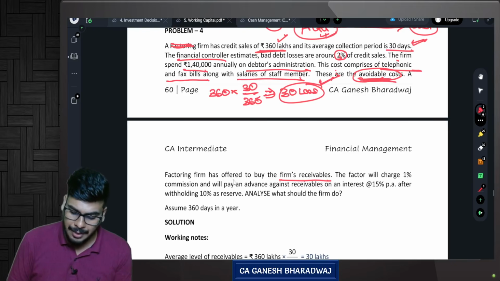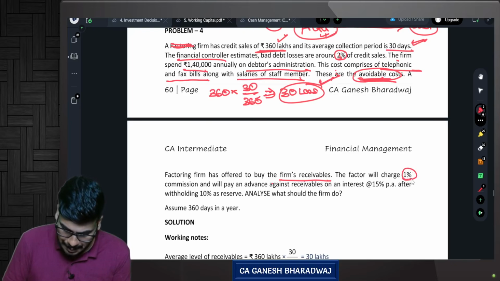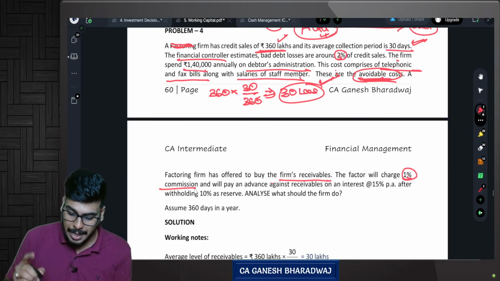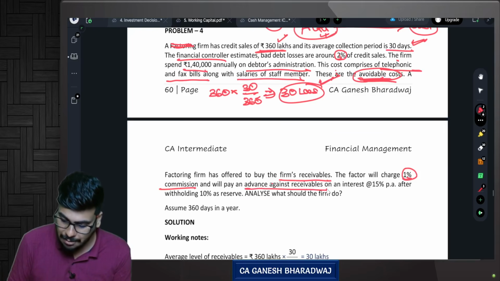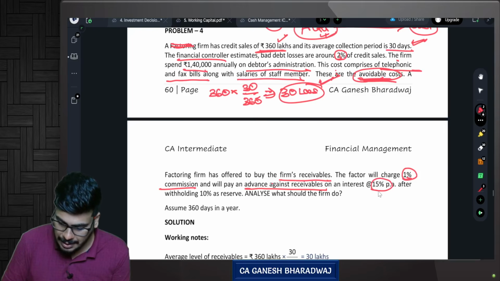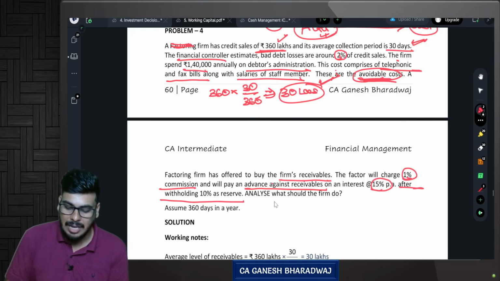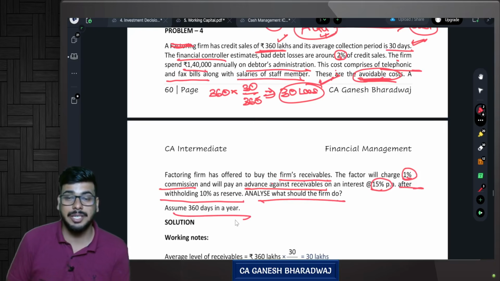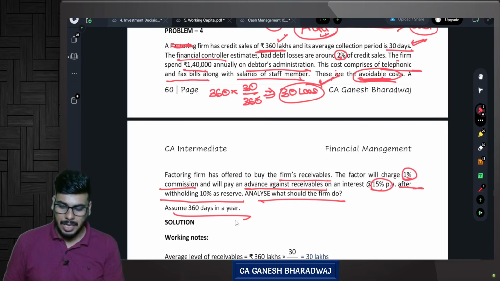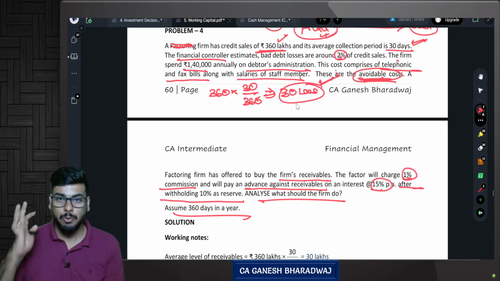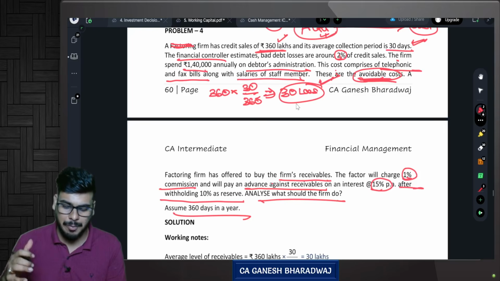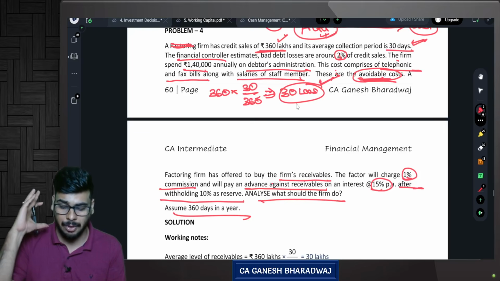Clear? The factoring firm has offered to buy the firm's receivable. The factor will charge 1% commission and will pay an advance against the receivable at an interest of 15% per annum after withholding 10% as reserve. Analyze what the firm should do. Assume 360 days in a year. Now, very, very beautiful calculation. Time and again, students make a mistake here. Maybe this can come for a 5-mark question.